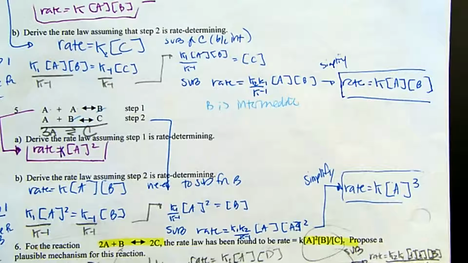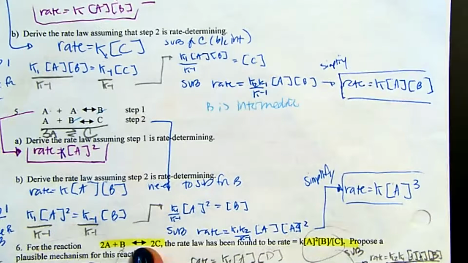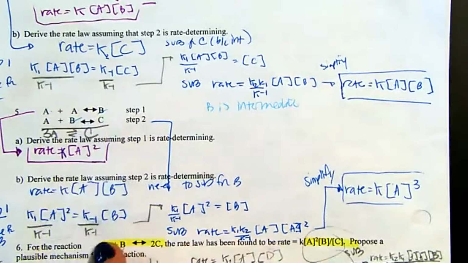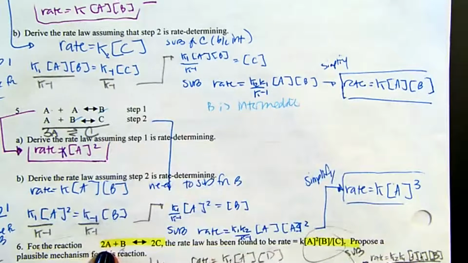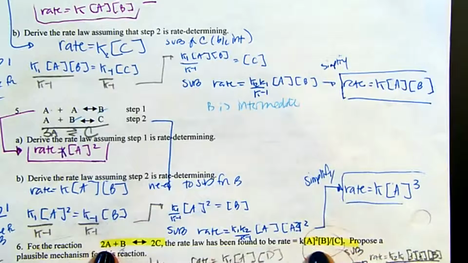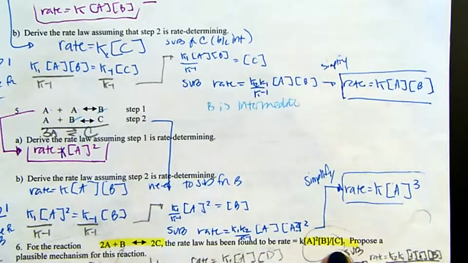Okay, then we got to a little bit of an application part. So this one said, all right, here's your overall reaction. If you add your mechanism up, you're going to get this: 2A plus B gives you 2C. You want to propose some steps that add up to this. And then based off the slowest step, which you get to choose, you should get this as your rate law, [A]^2 times [B] over [C].